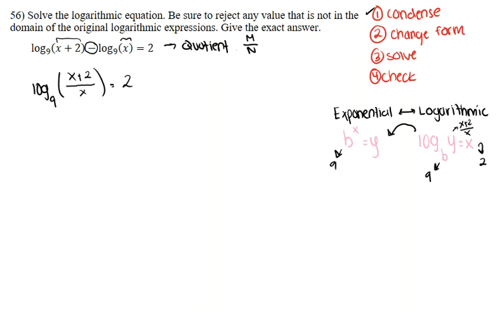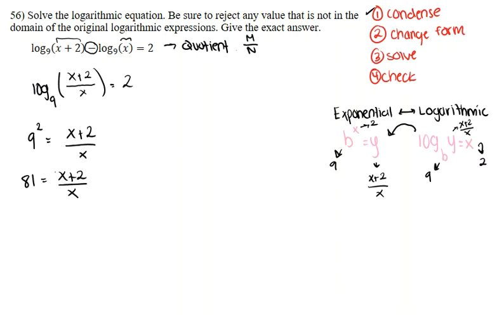So we can go ahead and change to our exponential form by putting in the same values. So b, 9, the exponent is going to be 2, and y is going to be our argument, x plus 2 divided by x. So let's rewrite this. On the left-hand side, you're going to have 9 raised to the power of 2 is equal to x plus 2 divided by x. Now let's go ahead and simplify this. I'm going to just square our left-hand side. This will be 81 is equal to x plus 2 divided by x.